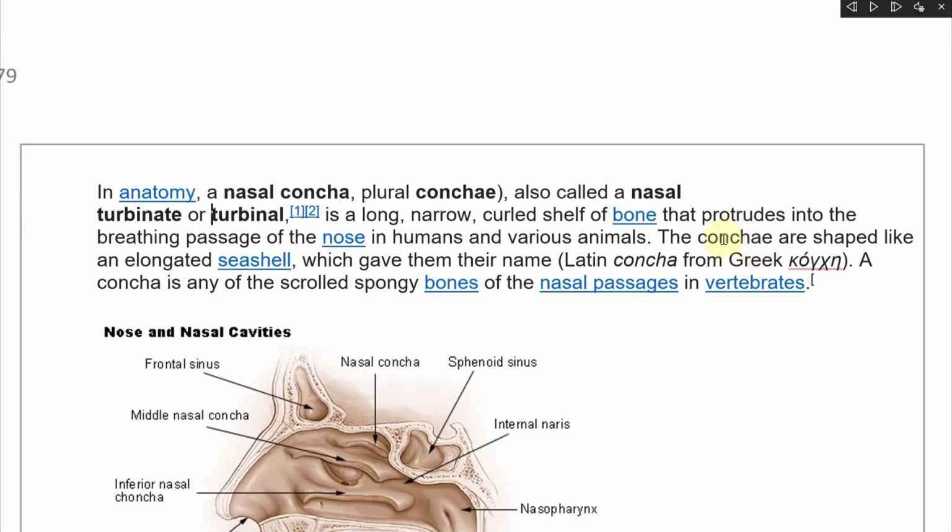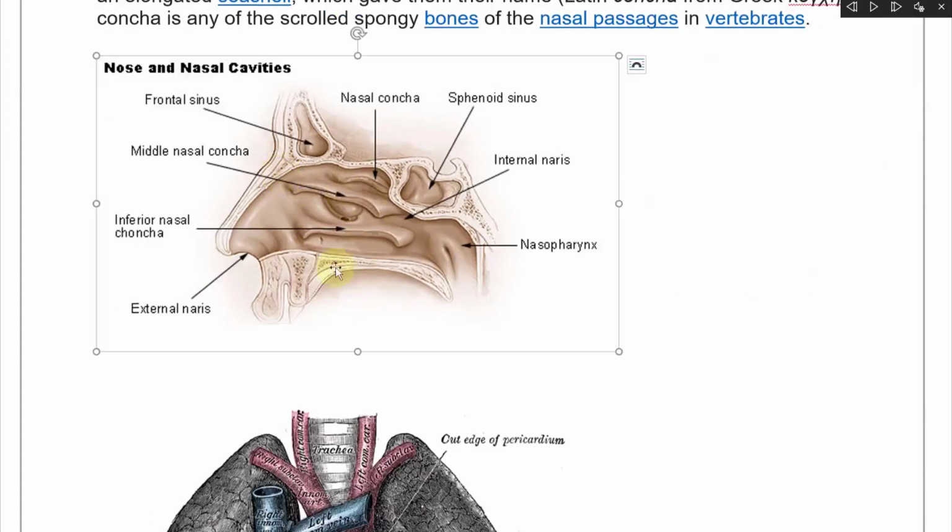The conchae are shaped like an elongated seashell, which gave them their name, and this is from Latin concha, from Greek. A concha is any of the scrolled, spongy bones of the nasal passages in vertebrates. It's very interesting. So here is a close-up look.